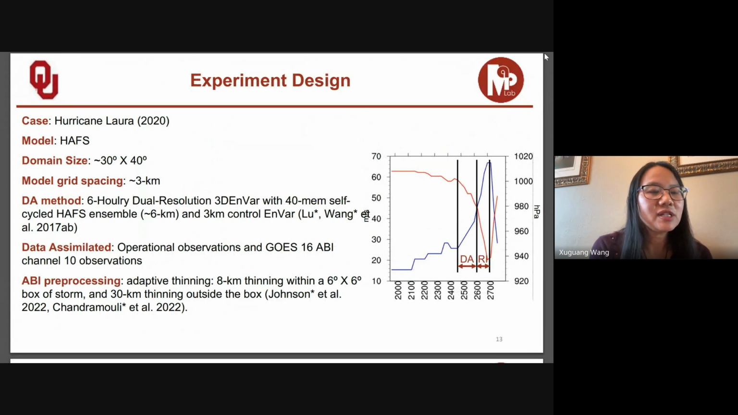So we use this to test the GOES ABI all-sky radiance assimilation. We actually use this self-cycled, self-consistent dual resolution 3D environment using HAFS' own ensemble at 6 kilometers and the control environment at 3 kilometers. As Jing mentioned earlier, it's co-developed between EMC, OU, and other partners. It was similar, all observations included, and also the GOES ABI channel 10. We use the adaptive thinning approach to pre-process ABI. This is also work we leverage from other members of our group. Next, please.